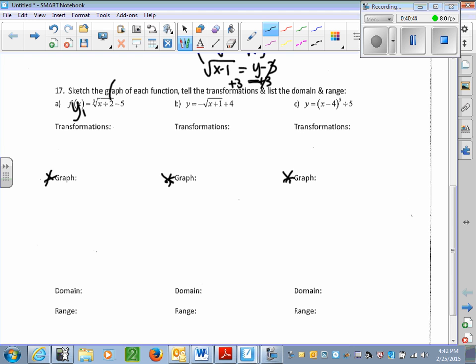A number hanging out with my x is an x-axis shift, and x says the opposite of what it says in the function, so it's actually a -2 shift. A number at the end is a y-axis shift. It does exactly what it says it's going to do, so that's a -5. All right, here when I have a negative out front, it's a reflection over my x-axis.